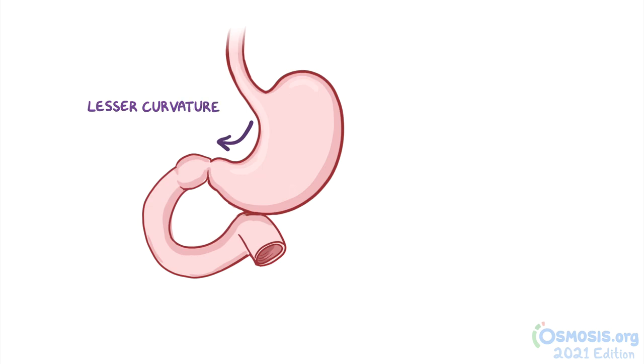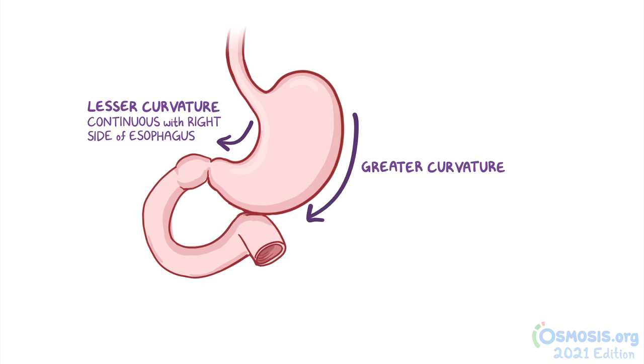The lesser curvature of the stomach forms the shorter, concave right border of the stomach, which is continuous with the right side of the esophagus superiorly. The greater curvature forms the longer, convex left border of the stomach, which passes inferiorly and curves medially to reach the pyloric antrum. Because of the unequal lengths of the 2 curvatures, the stomach is shaped like the letter J.